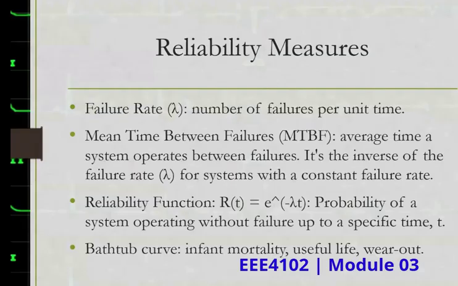So we have different measures. When you talk about reliability, we need to know specific metrics, how to quantify it, and it brings us to reliability measures. Of which we have the failure rate, which is represented by lambda, and refers to the number of failures per unit time.